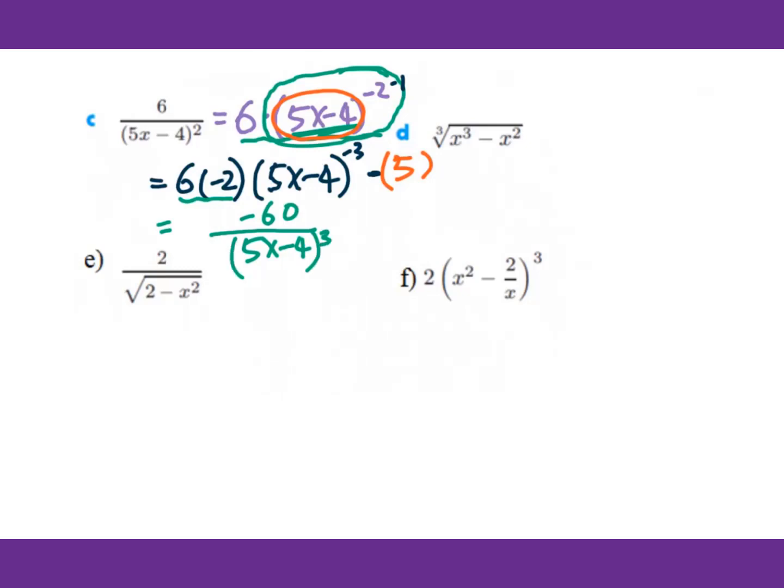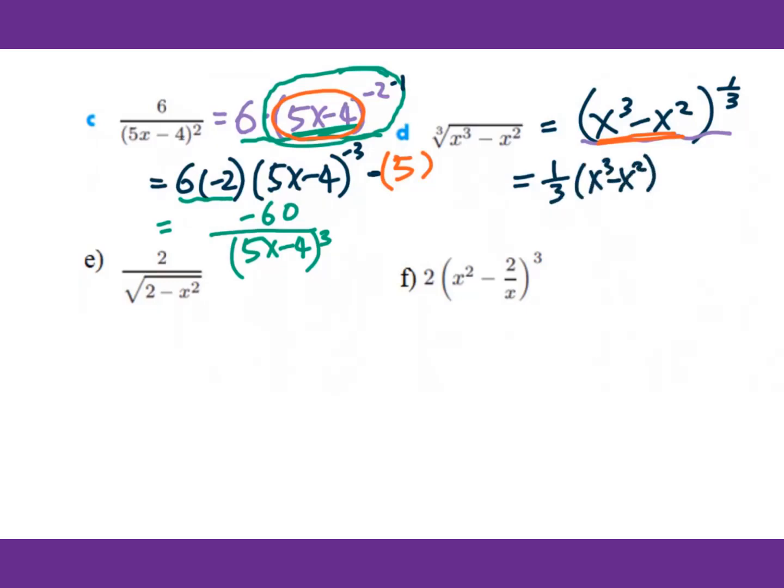Now let's go to D. We need a power form first: x third power minus x squared, to the 1/3 power. You have to use the power rule to work this out first. Then do the derivative of inside. So I have 1/3 times x third power minus x squared, to the 1/3 minus 1, then times the derivative inside, which will be 3x squared minus 2x.